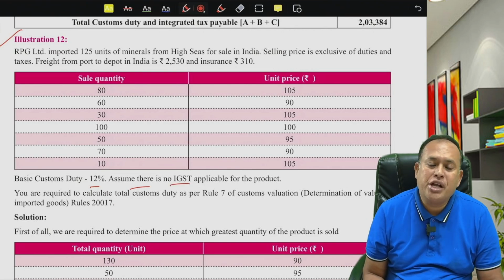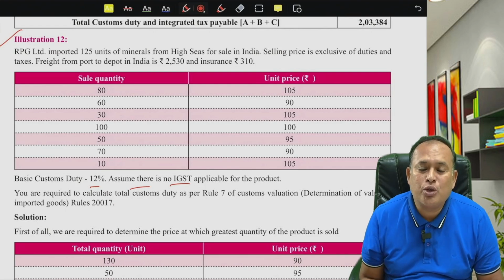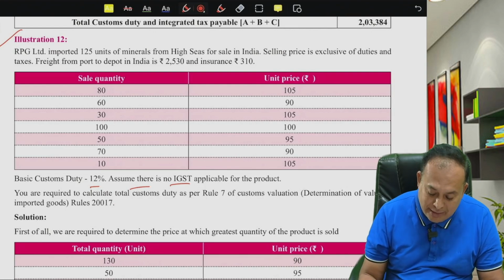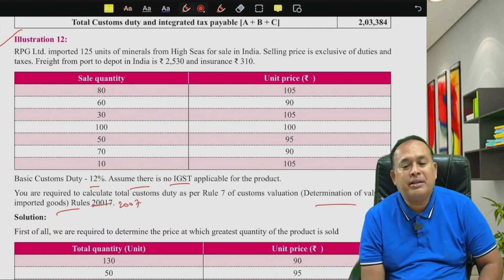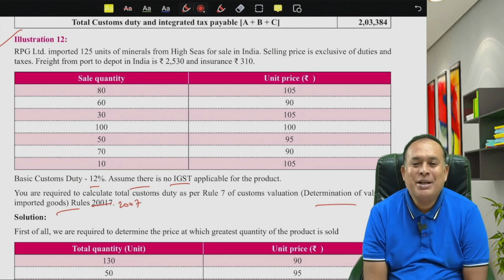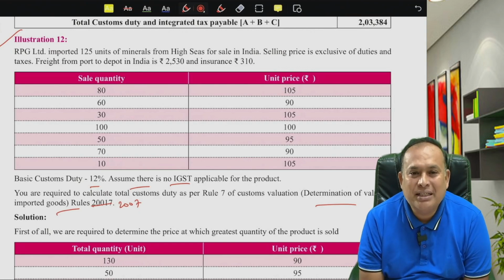You are required to calculate the total customs duty as per Rule 7 of the Customs Valuation (Determination of Value of Imported Goods) Rules 2007, as amended up to the Finance Act 2023. So how to find this out? It is nothing but the deductive value.